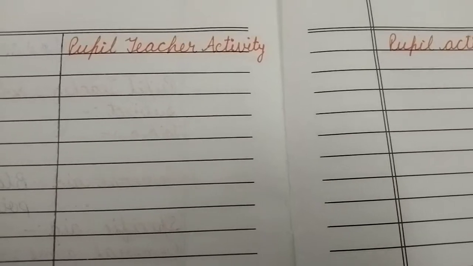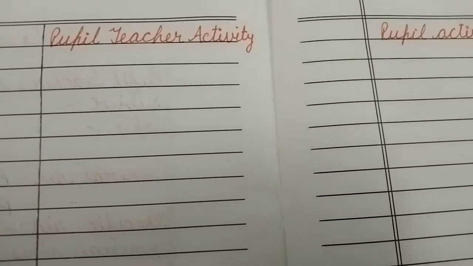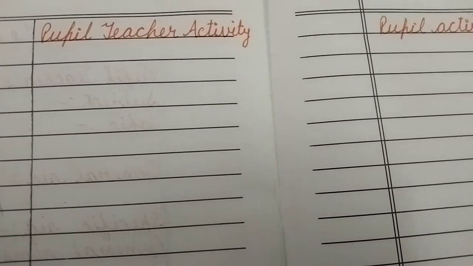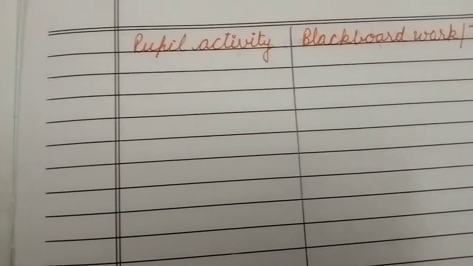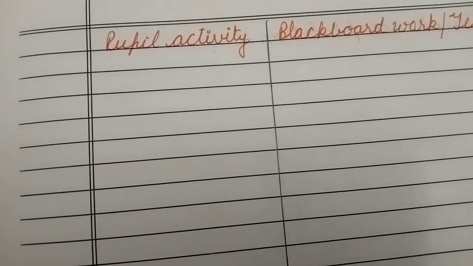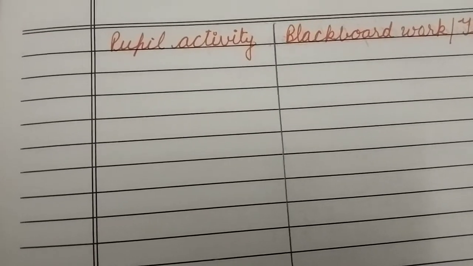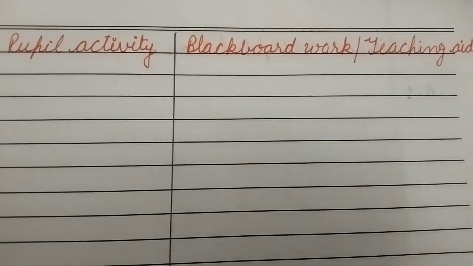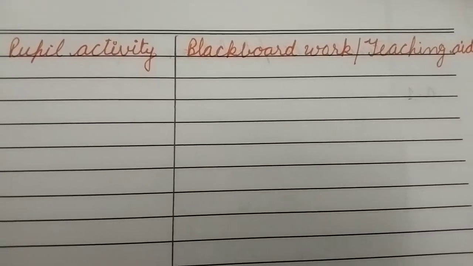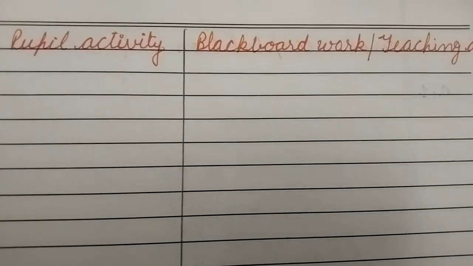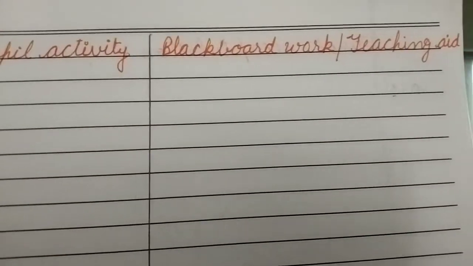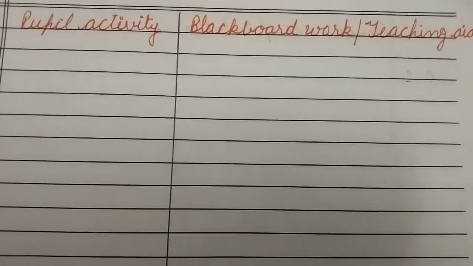In the second column, you will write the activities of pupil teacher. In the third one, pupil activity. When you teach the students, whatever they do, you have to write here. In the fourth column, you will write blackboard work, and whichever teaching aid you are using, you will paste the picture here.